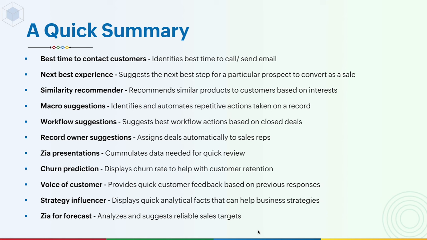Workflow suggestions suggests best workflow actions based on closed deals. Record owner suggestions assigns deals automatically to sales reps. Zia presentations accumulates data needed for a quick review. Churn prediction displays churn rate to help with customer retention. Voice of customer provides quick customer feedback based on previous responses. Strategy influencer displays quick analytical facts that can help business strategies. And finally, Zia for forecast analyzes and suggests reliable sales targets.